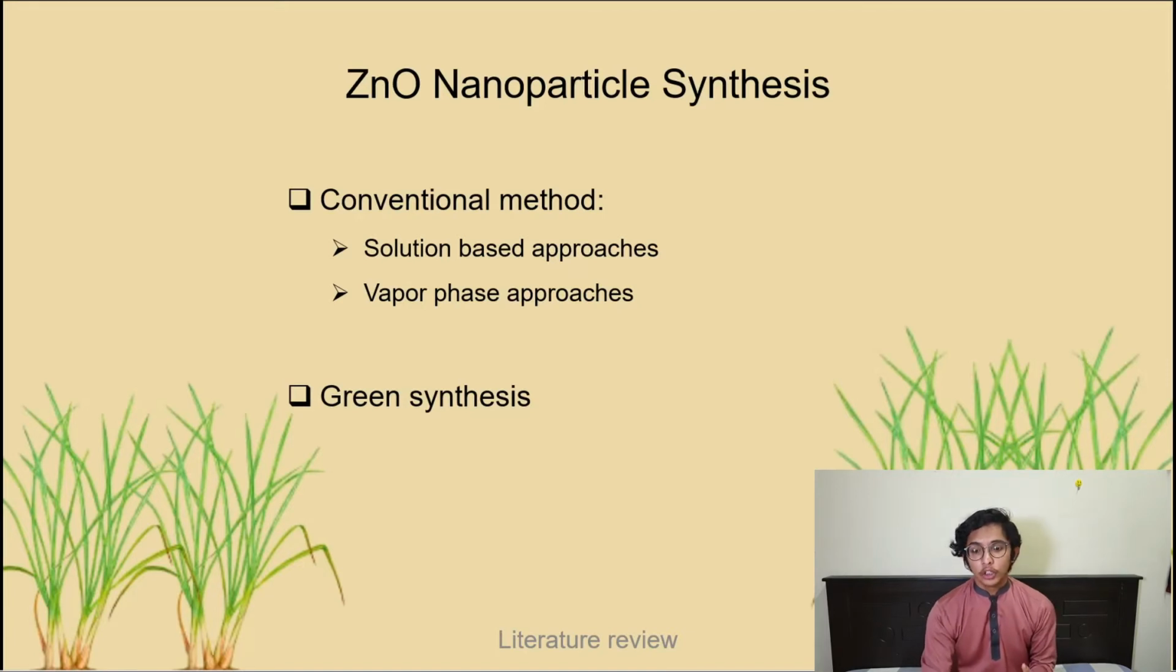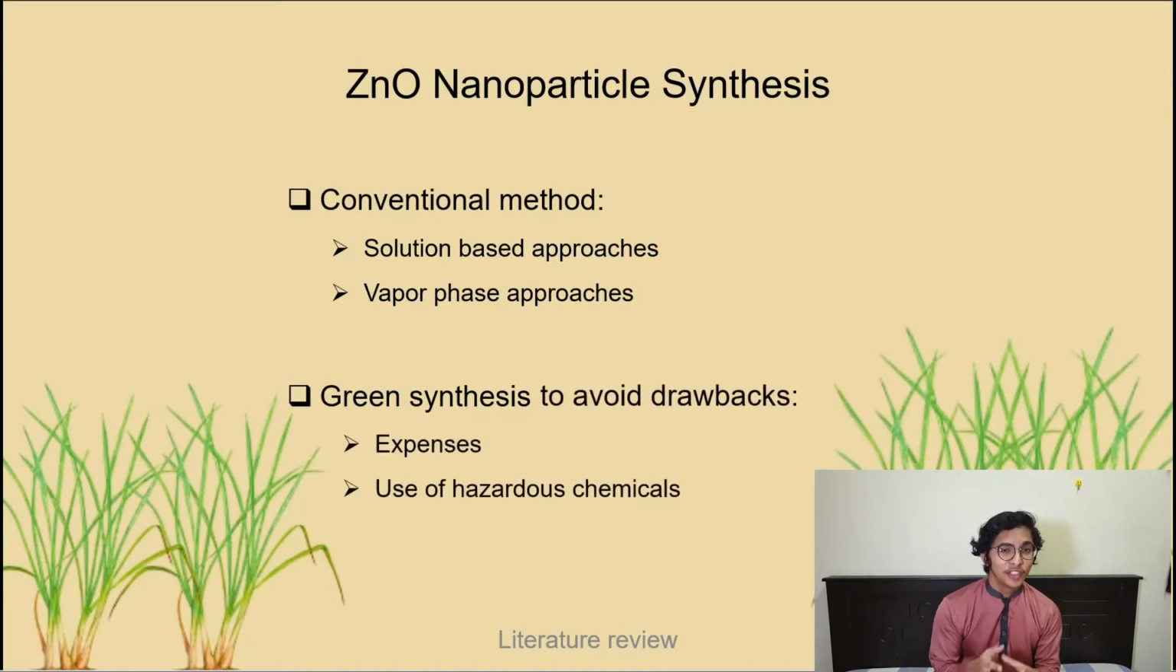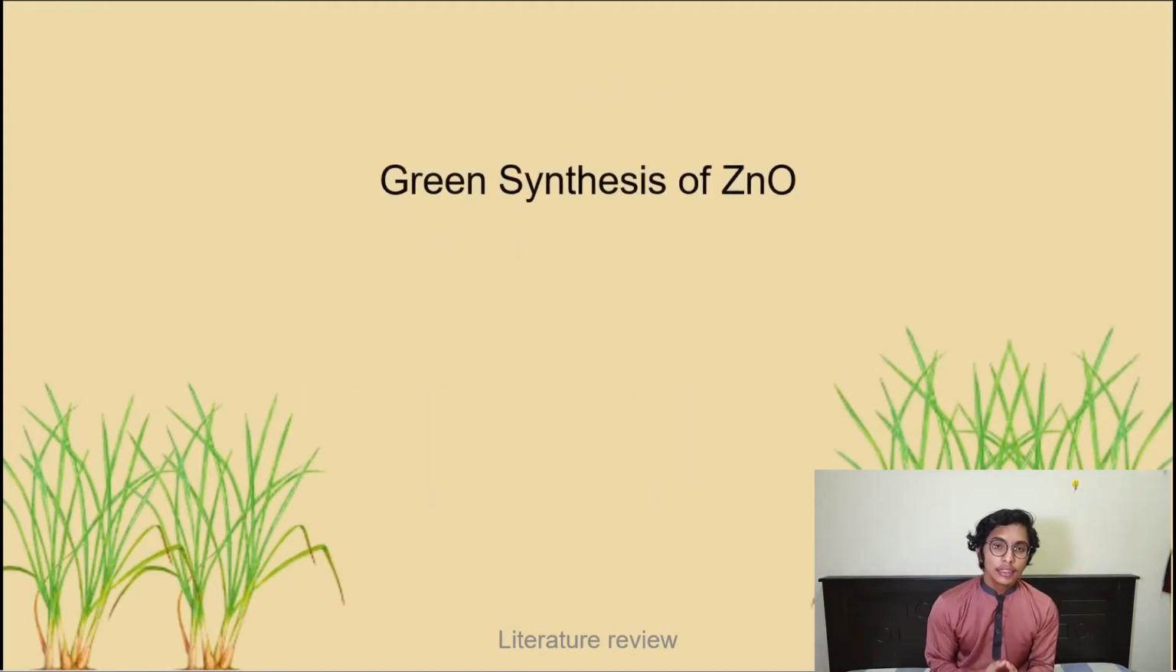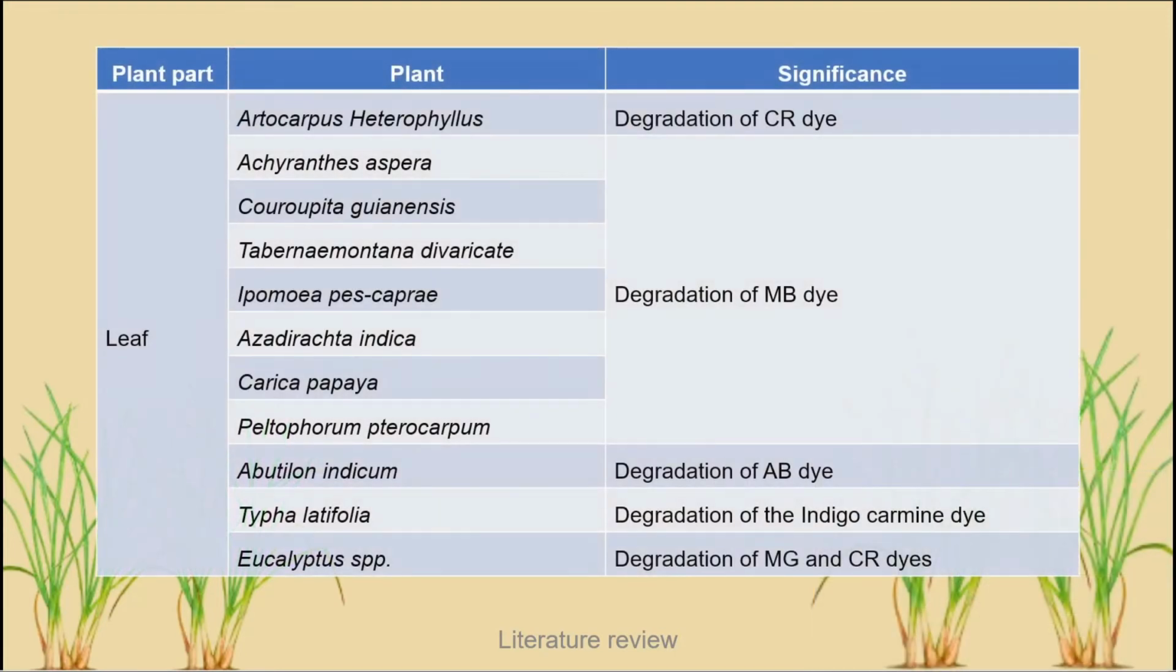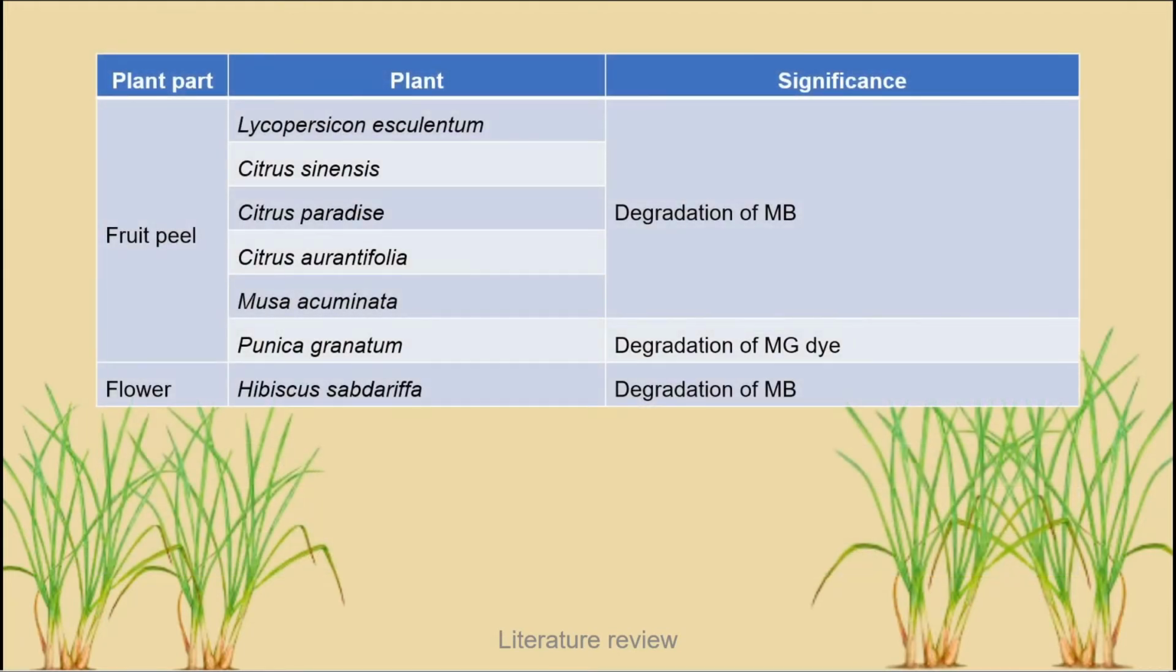Green synthesis can avoid drawbacks such as expensive expenses and the use of hazardous chemicals. Green synthesis is basically using plant part extract, as they are rich in phytochemicals, which can act as both capping and reducing agent. Here are some examples where leaves from multiple plants are extracted to degrade multiple dyes. And here are the examples from fruit peels and flowers.